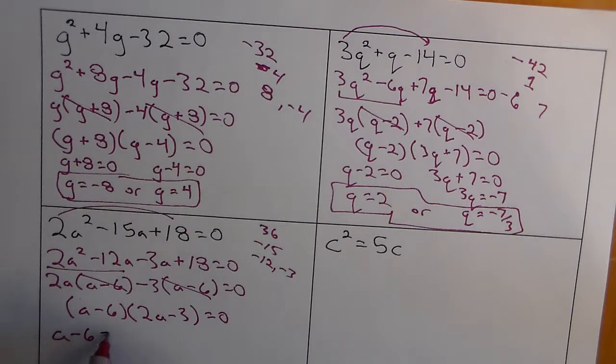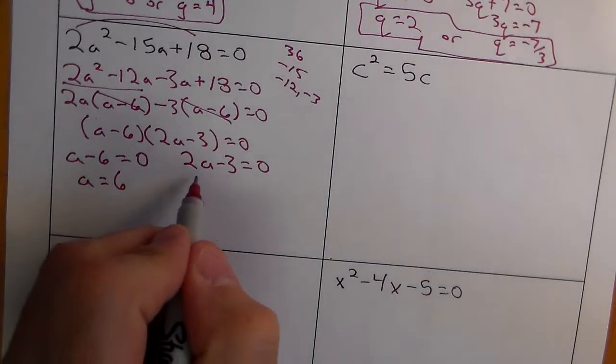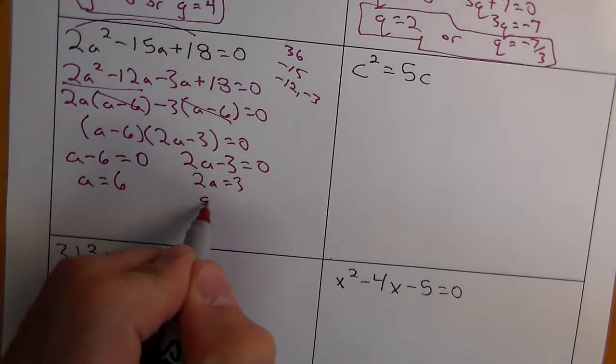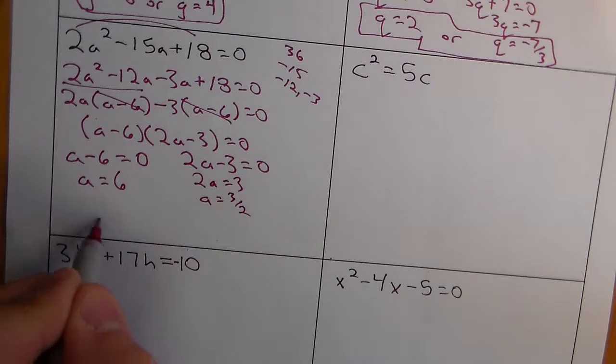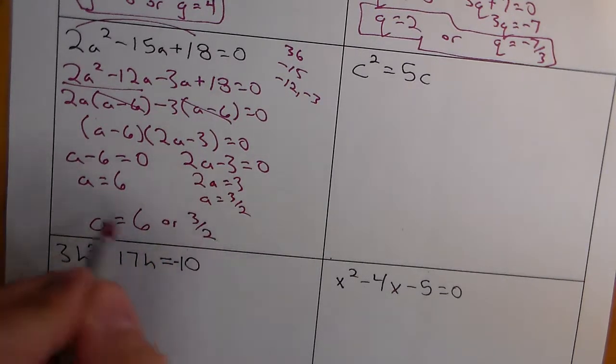So we'll say a minus 6 equals 0 and 2a minus 3 equals 0. One solution for a minus 6 is a equals 6. On the other side we have 2a equals 3 and a equals 3 over 2. So our solutions are 6 or 3 over 2.